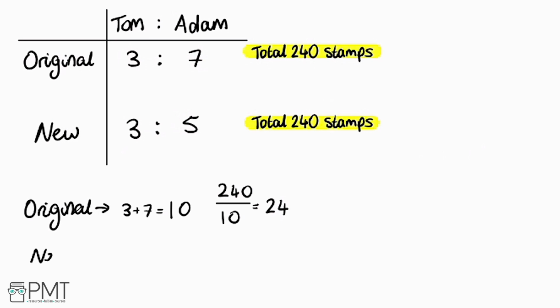Now I'm going to do the same thing for the new ratio. It's 3 plus 5, which equals 8. So if we do 240 divided by 8, there we get 30. So Tom's got 30 times 3 stamps, and Adam's got 30 times 5 stamps. And we're interested in how many stamps Tom buys from Adam. So we're just going to look at Tom's column here and compare the original number of stamps to the new number of stamps.